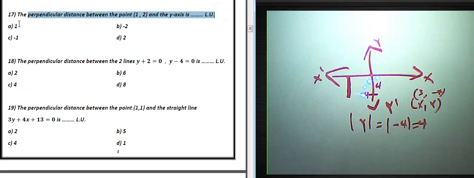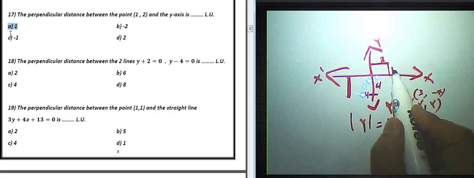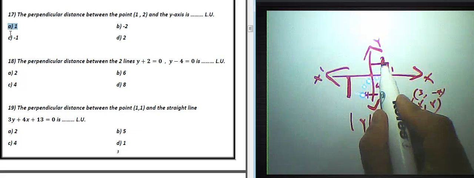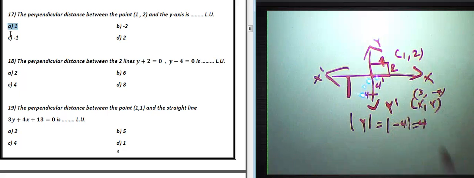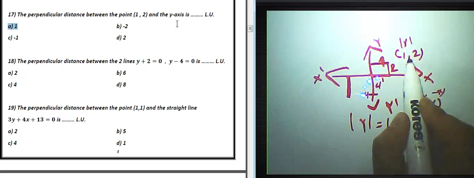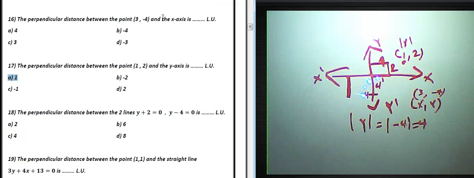Question 17. The perpendicular distance between the point (1, 2) and the y-axis will be the absolute value of x, which equals 1. Understood this point? 1 and 2. He asked about the perpendicular distance to the y-axis, and the y-axis means the absolute value of x, which equals 1. But in question 16, he asked about the perpendicular distance between the point (3, -4) and the x-axis, so I get the absolute value of y.